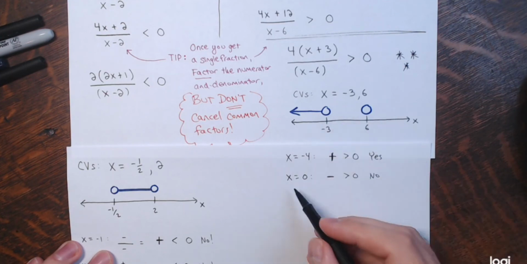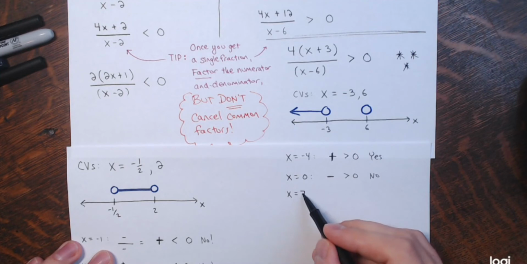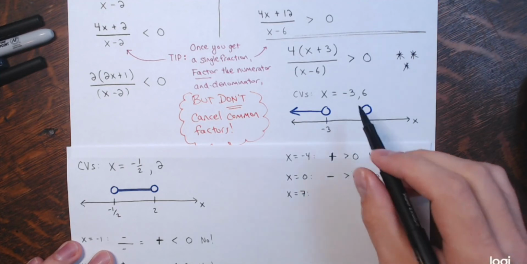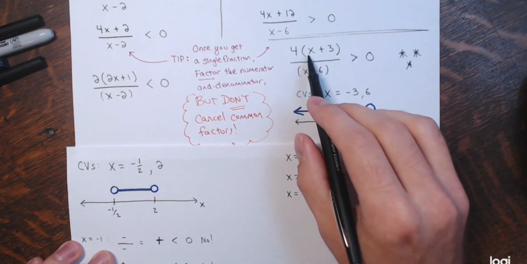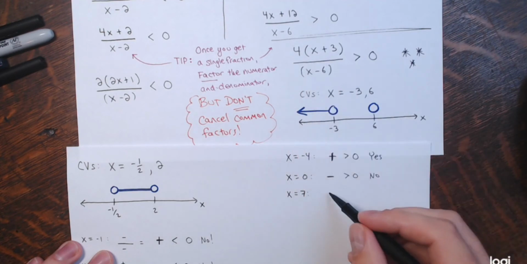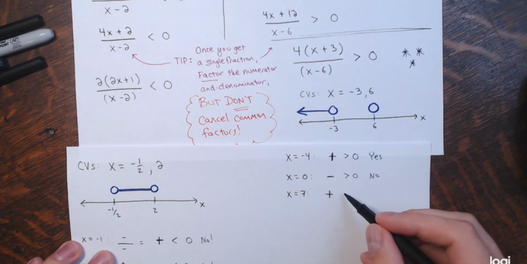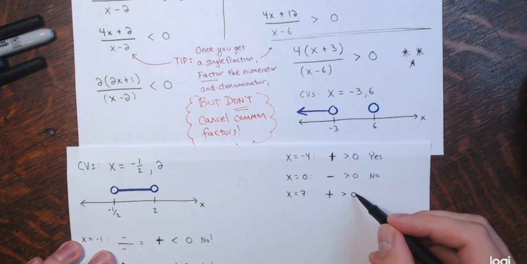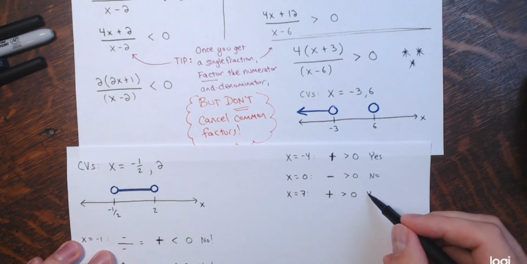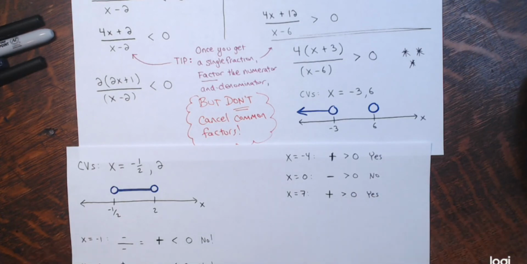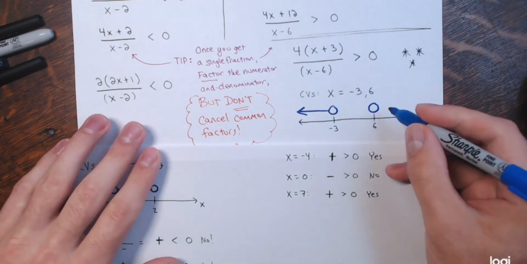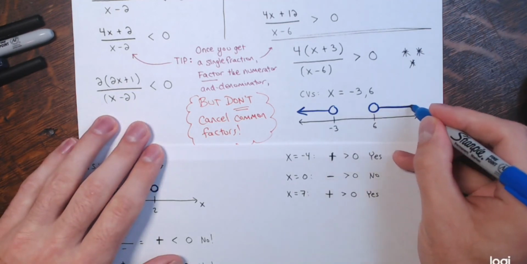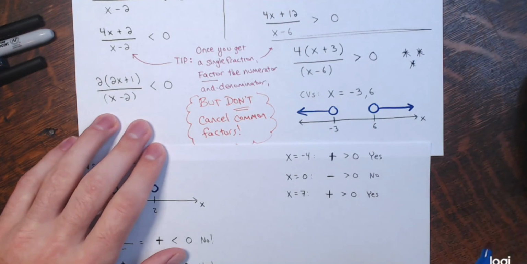Then to the right of 6, how about 7? If I plug in 7 for x, the numerator is positive, the denominator is positive, so the number on the left is positive. And then we have is greater than 0, and is a positive number greater than 0? Yes, it is. So the interval here from 6 onward to the right of 6, those are solutions.